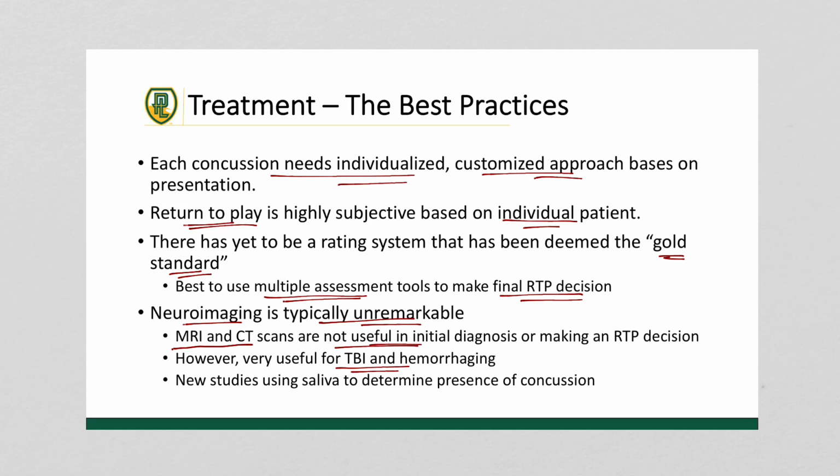One research study that has been published is actually looking at using saliva to determine the presence of concussion. So we may get to a place where we can look at certain markers of a patient to see whether or not they actually have a concussion. So that may be new and up and coming. But for now, the biggest key thing is using your clinical tools to help you with your diagnosis.